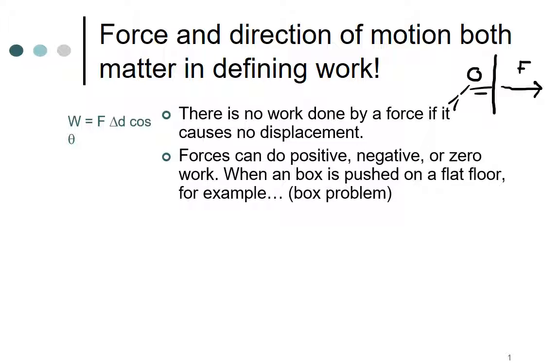Forces can do positive, negative, or zero work. And so, if we're pushing a box, let's say, and I'm pushing it to the right, and displacement's to the right, I'm doing positive work. But let's say, there's friction acting back here, and the displacement's to the right. If we talk about the work done by friction, we have a force, and then the displacement's to the right, and the angle between those is 180 degrees. So if you do that in your calculator, cosine of 180, you're going to get a negative number. So that's actually negative work.